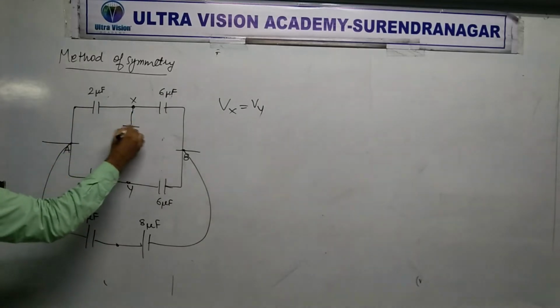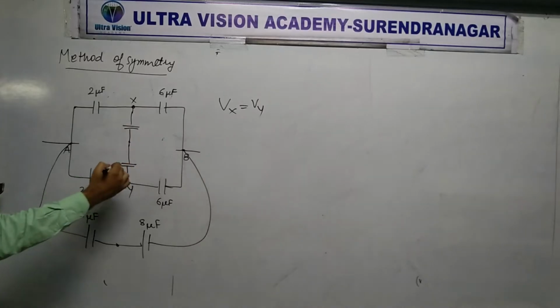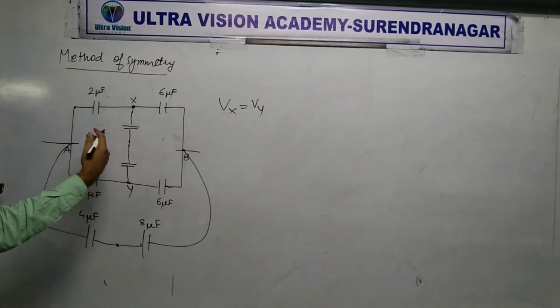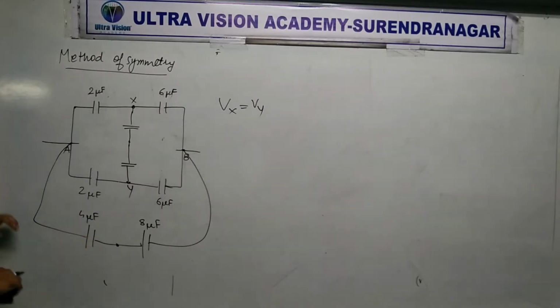Again, why did we remove it? Because, like I said, whatever charge flows up, flows down also. So this circuit becomes symmetric, and when it is symmetric, the Wheatstone bridge gets balanced.